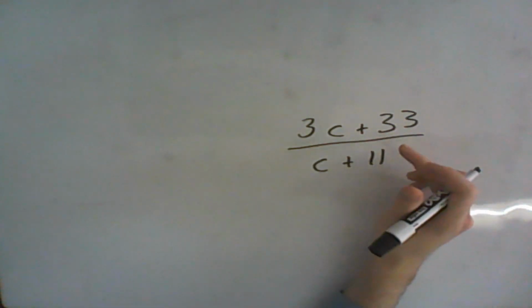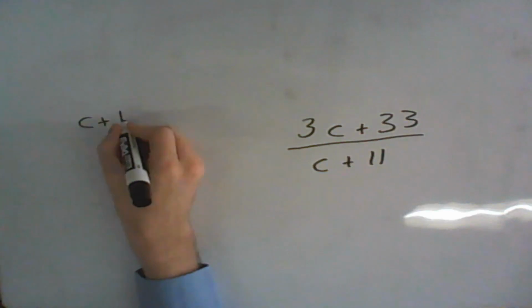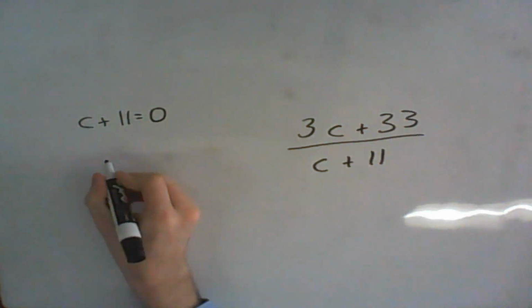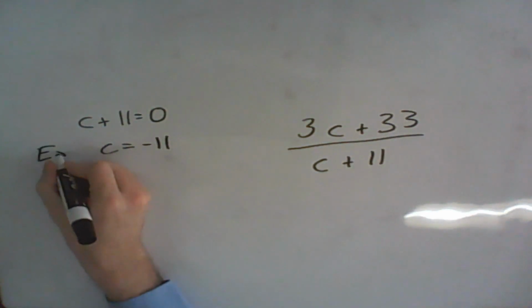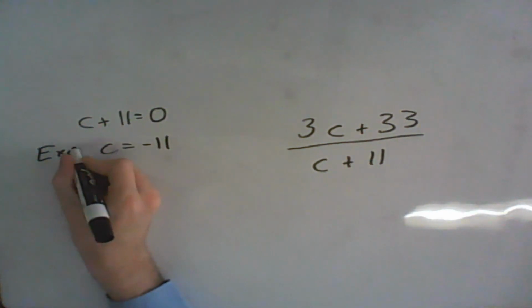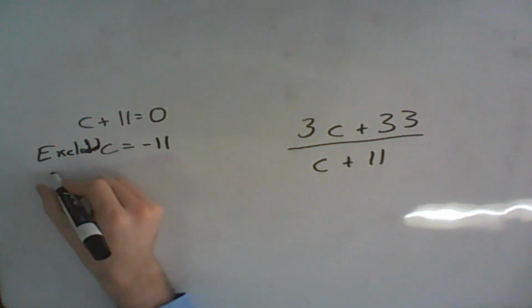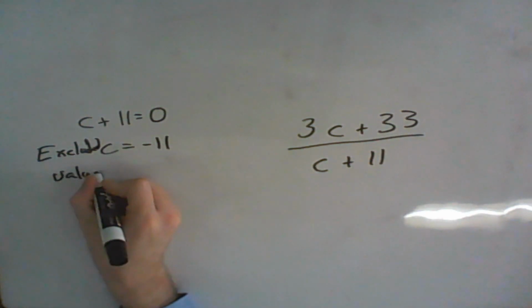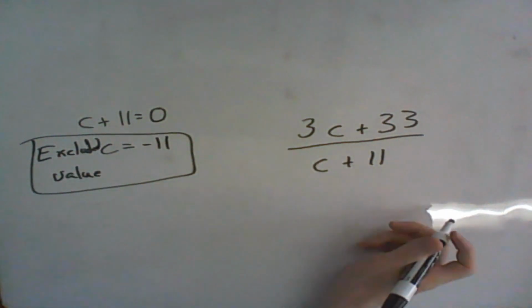Okay. So this right here, again, find excluded value. C plus 11 equals 0. So C equals negative 11. That's the value we exclude. Excluded value. Okay.